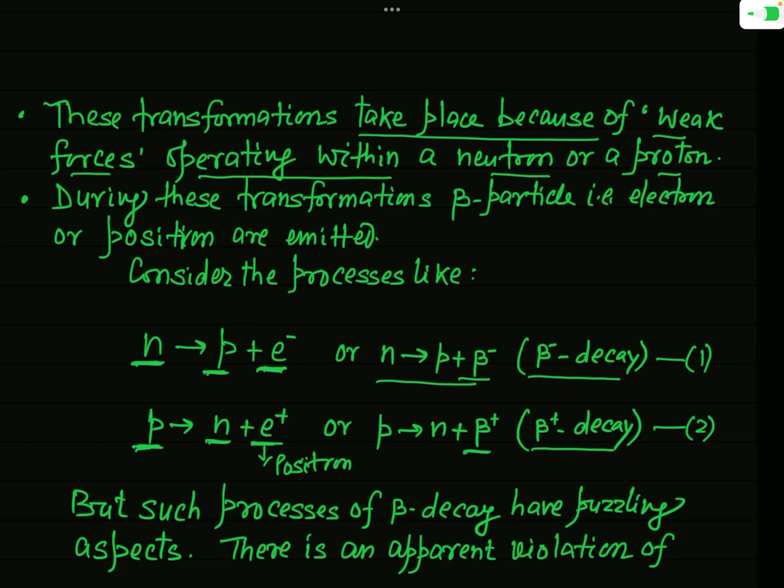You can see that one of the principles, conservation of charge, is valid here. Neutron has no charge, but proton has +1 charge, and electron has -1 charge. So the initial charge is 0 and the final charge is +1 and -1, that is 0. So in accordance with the charge conservation principle, this reaction will take place. Similarly, in the second reaction, the proton has +1 charge, neutron has 0 charge, and positron has +1 charge. So this reaction is also valid on the basis of the principle of charge conservation.